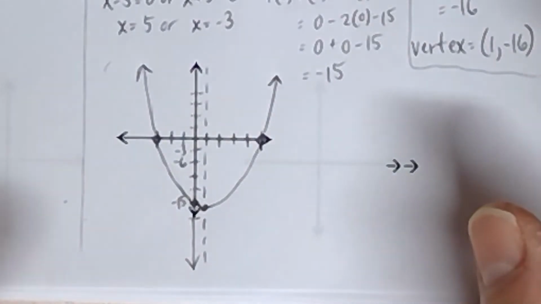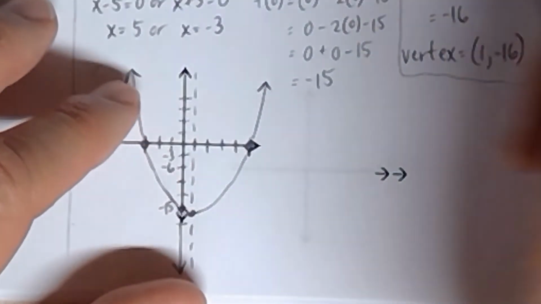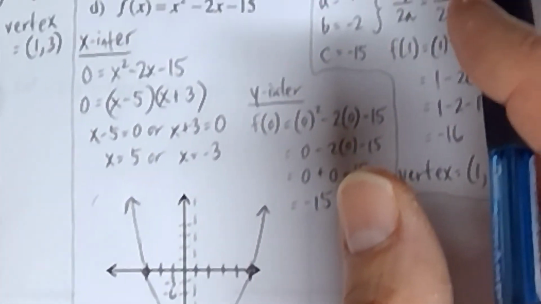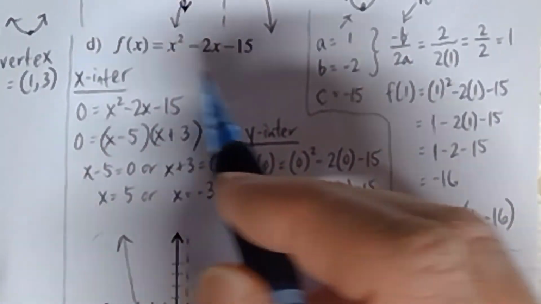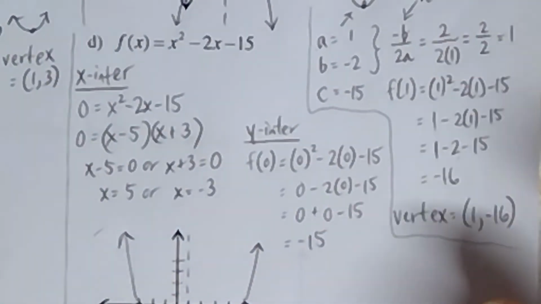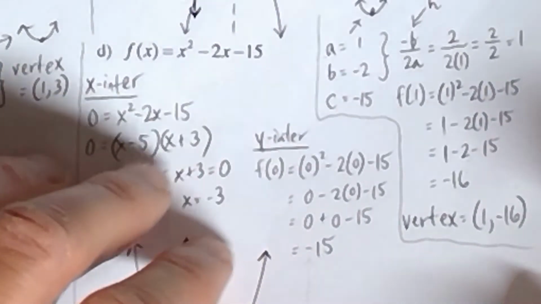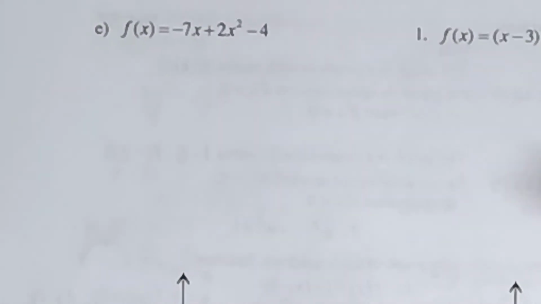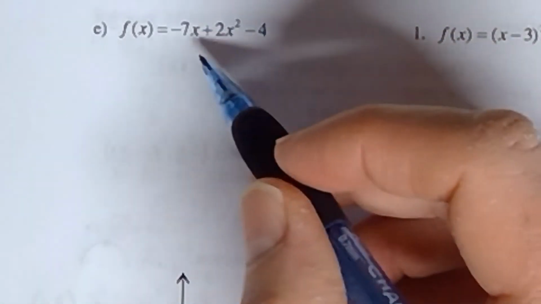So that is what happens when you have it written in this form right here without the bracket. That's how you do the parabola in that case. One more here, same idea. Again, no bracket. I know that the terms are out of order. If that's the case, please put them in order.